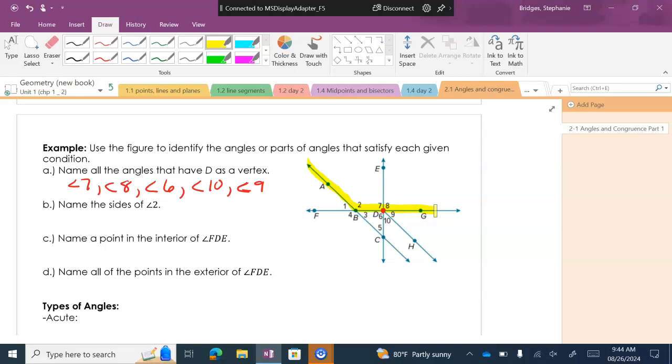B. Okay, so B is going to be my endpoint. So B has to come first. And let's go with this top one. How would I call that? B what? What other point is there? A. So that's going to be ray BA. And remember to put your ray symbol above it.